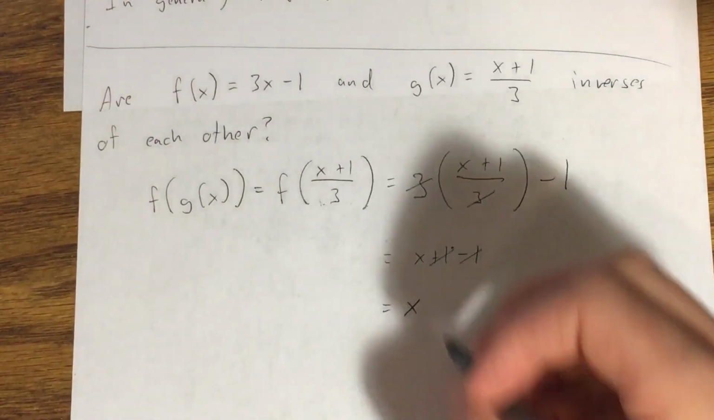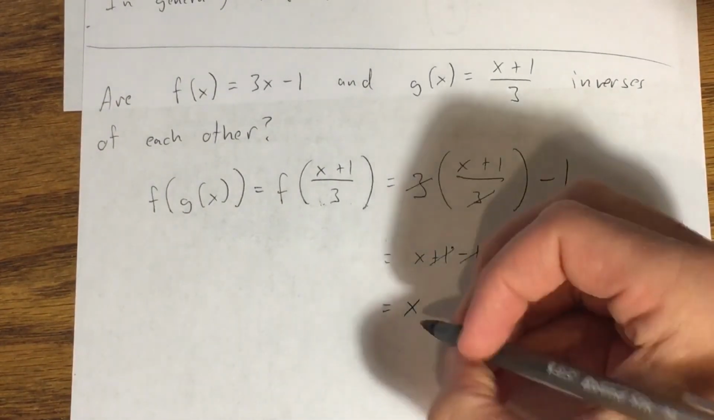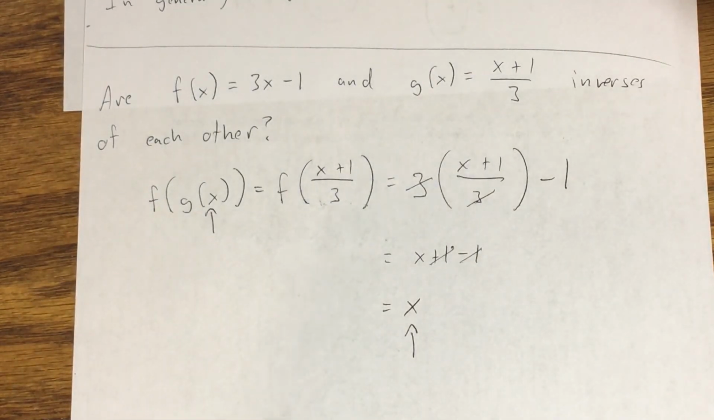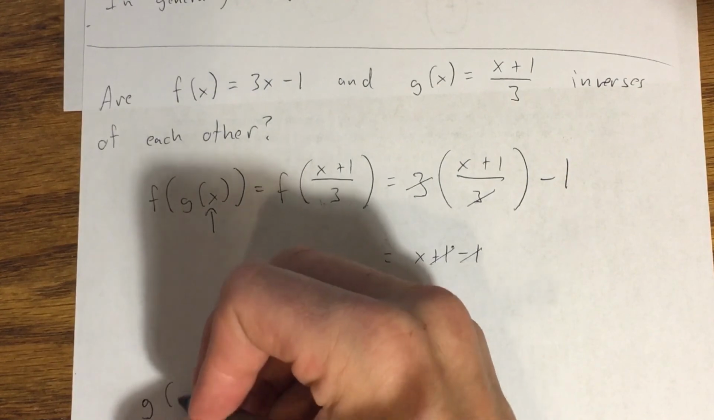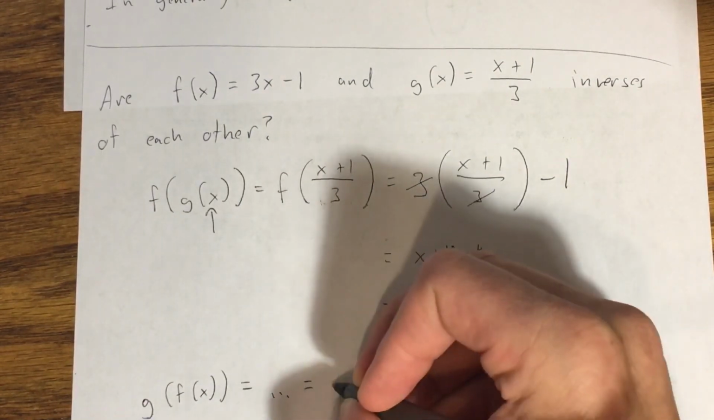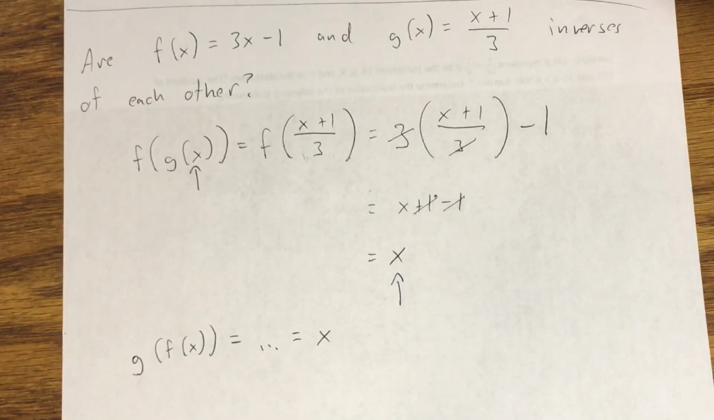And if you notice, the end result after all that simplification is just x, the same thing that's appearing as my input in that composition. That's what you want to see happen if these two functions are to be inverses of each other. But the next step would have to be showing that g of f of x is equal to x. And it takes a couple of steps to do that. I'm going to let you fill in the gaps because it's good practice. That should give you everything you need to know in order to do this week's assignment.